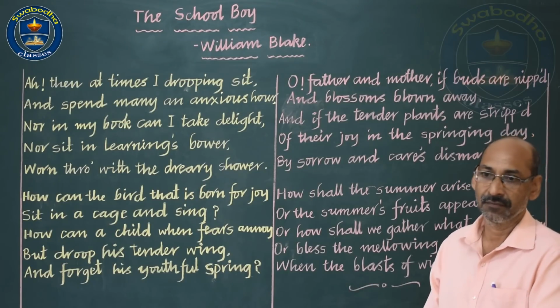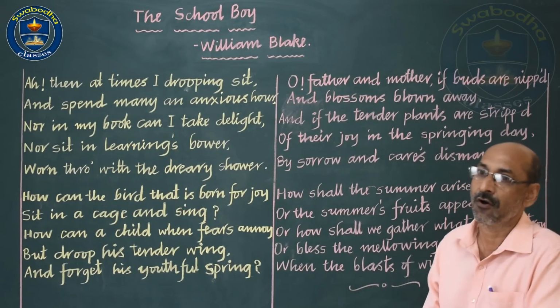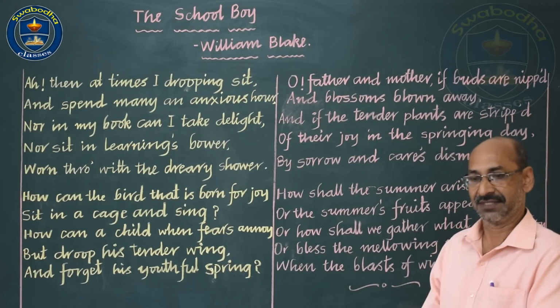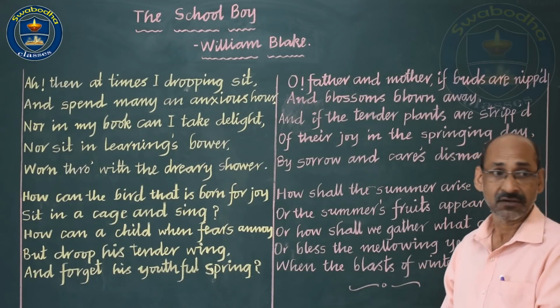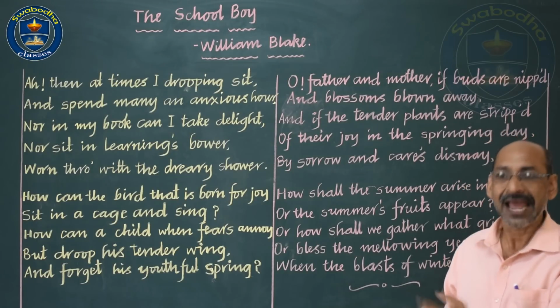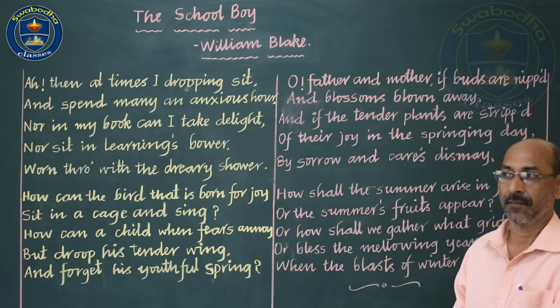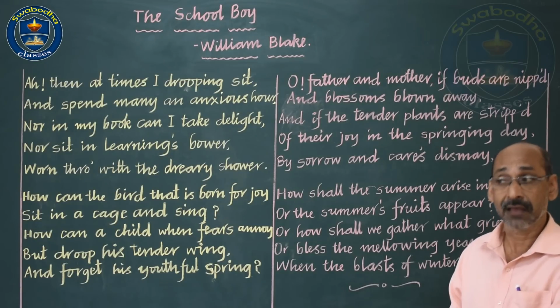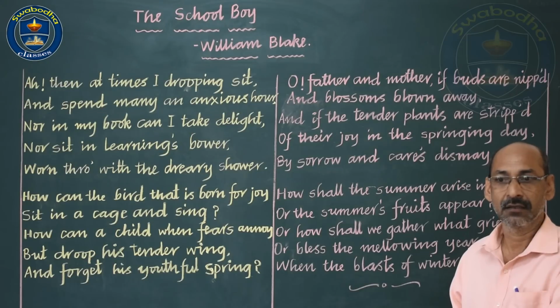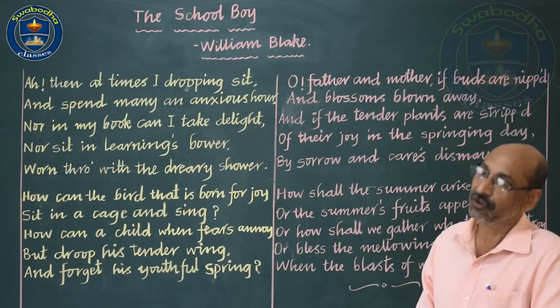Of course, the bird that is born for joy is a metaphor for the schoolboy himself, and cage represents classroom or school. If you think again deeply, the cage can also represent the society in which we live.